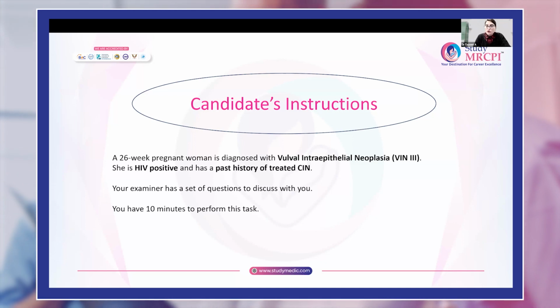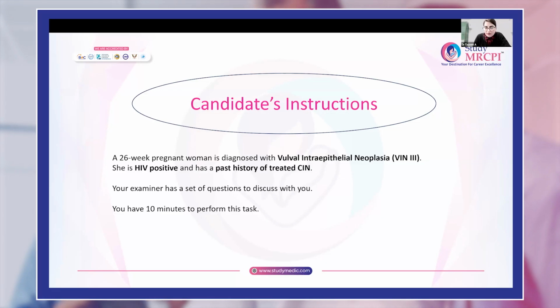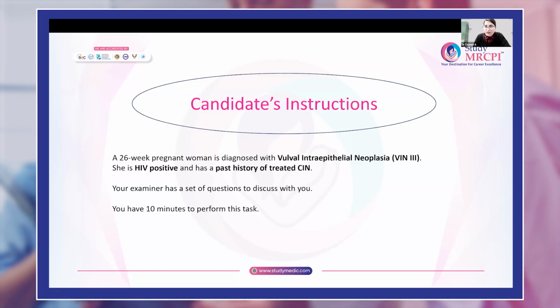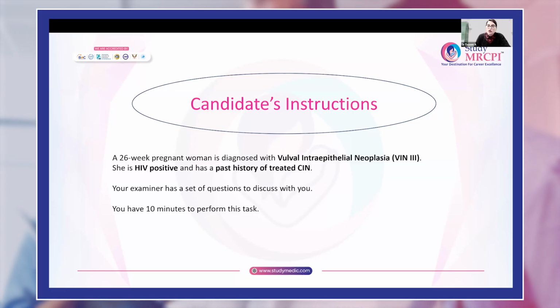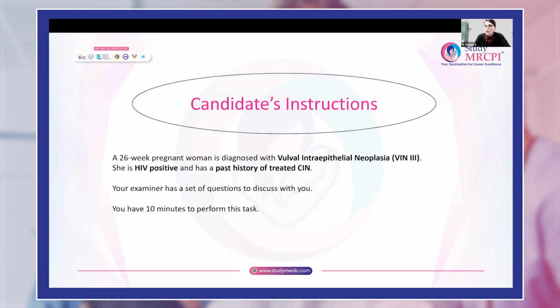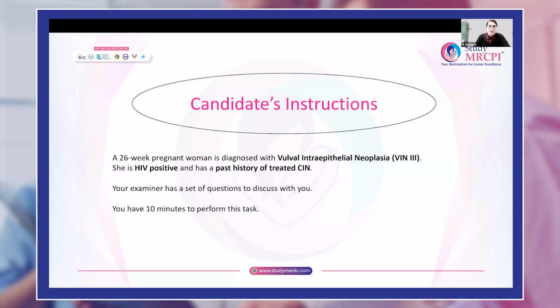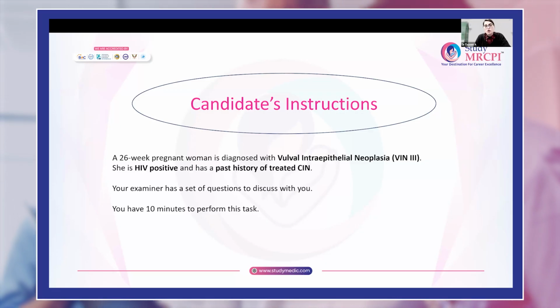So we have to make sure, along with the multidisciplinary team, that she is adherent to the antiretroviral therapy for the control of HIV, and we should coordinate with the infection control team as well as the HIV team, and we should do close postpartum surveillance in this woman.